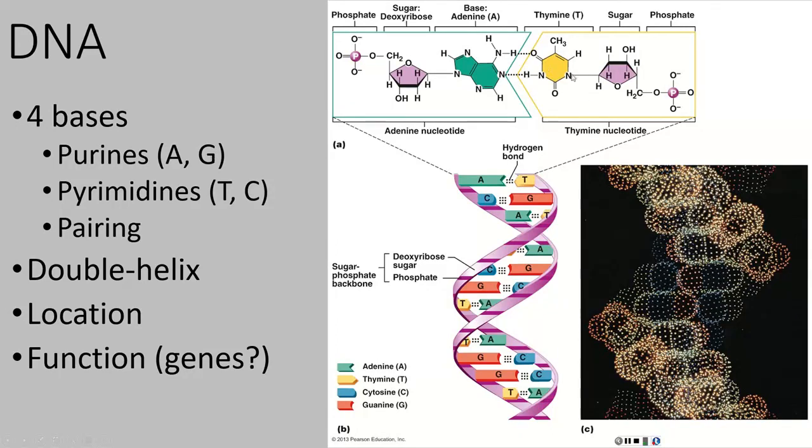If they only have 1 ring, like we see over here with the yellow one, it's called a pyrimidine. Pyrimidines are thymine, abbreviated with a T, or cytosine, abbreviated with a C. So our 4 bases for DNA are A, G, T, and C.